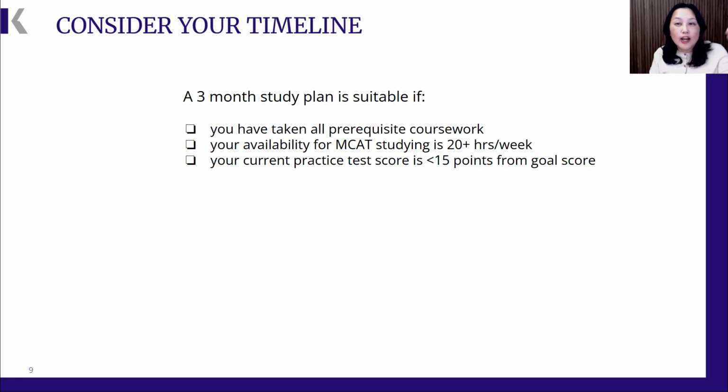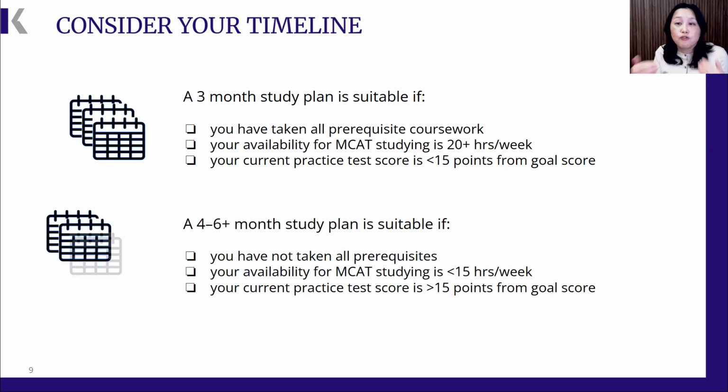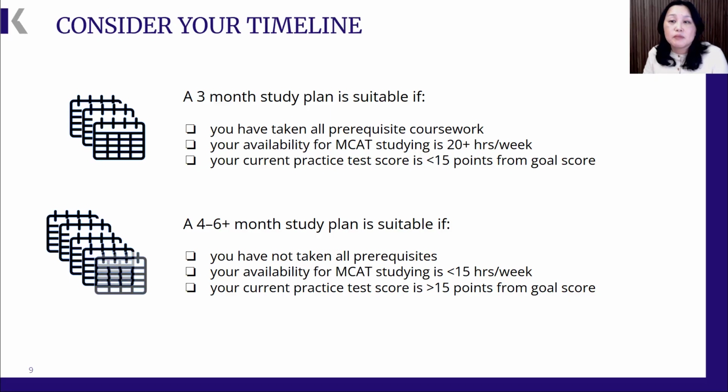Let's say that a lot of these things aren't a good fit for you. You haven't taken all of your prereqs, you've got a lower amount of time to study per week, and you're a farther distance away from your goal on your practice test. In that kind of case, I would recommend more of a 4 to 6 month time span. So you're still in the works of getting through your prerequisites, or you're self-studying. Your availability is less than 20 hours a week, around 15 hours a week or less, and you are a further distance away from your goal score compared to your recent practice test score.